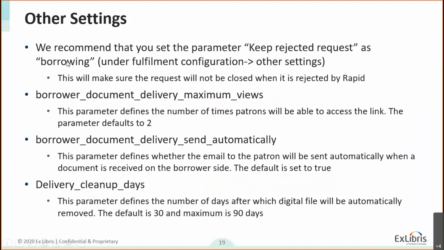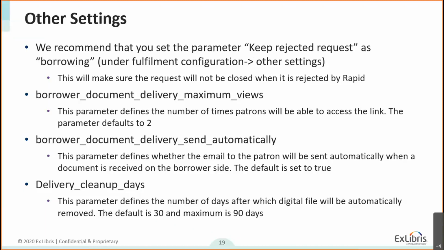Okay, very quickly, some customer parameters that you should be aware of, and their recommended setup. One is the parameter that manages how you manage rejected requests. There's a parameter called rejected requests that you may set to borrowing. It will mean that if a request is rejected, if a borrowing request is rejected, it remains active. That'd be useful for you so that if you have a request that has been sent to Rapid, but for whatever reason not fulfilled by Rapid, the request will remain on your active task list.